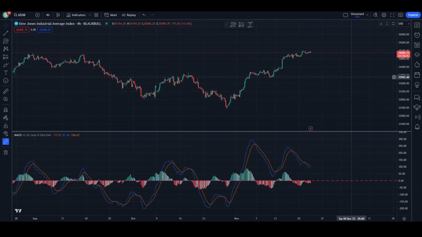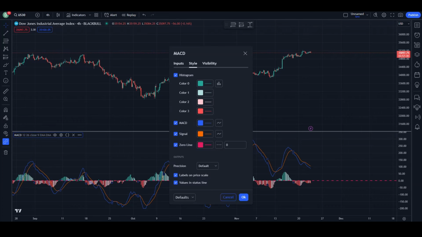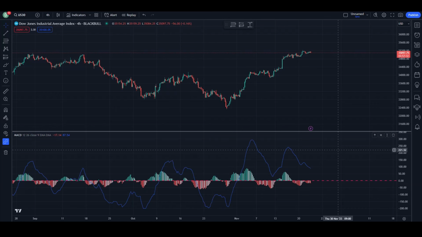The last form of indication is again a reversal but stronger than the regular cross, and it's known as the MACD divergence. For this MACD divergence from those two lines part of the indicator, we need only the blue one, the MACD line. For that reason, if you want to simplify things for yourself, you can go to settings and you can remove the signal line so that the MACD line is more visible.